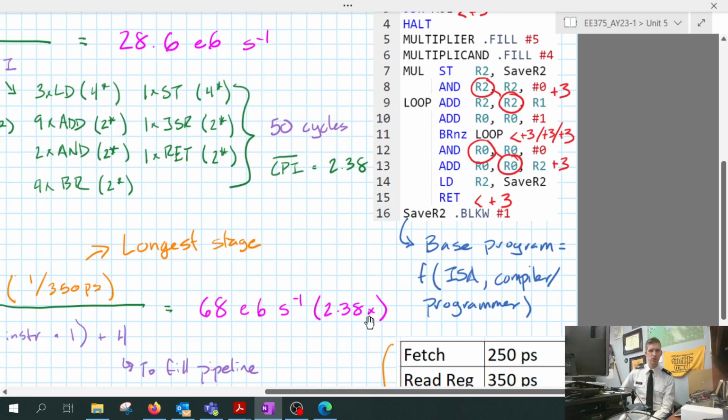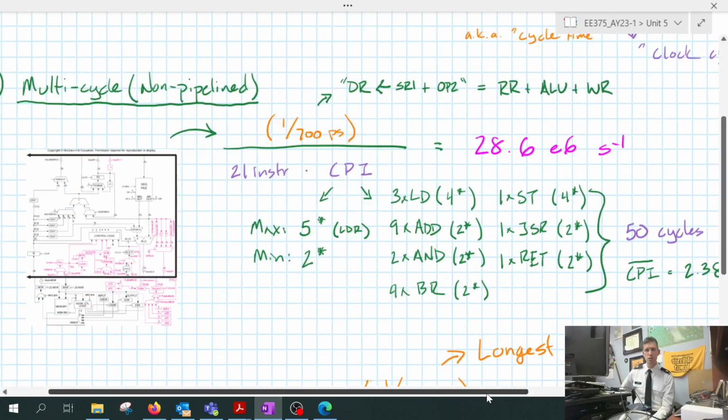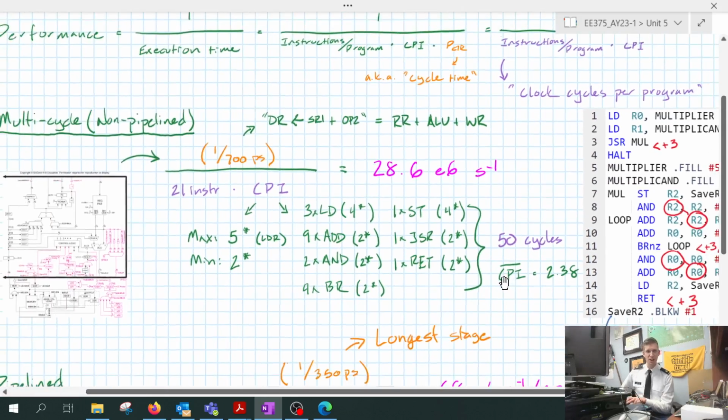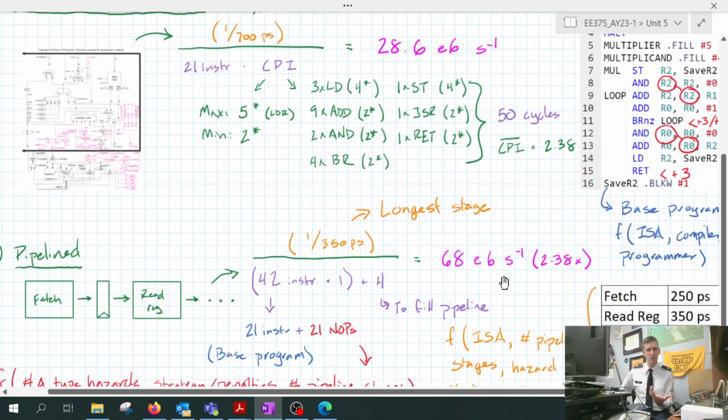The ratio of these two is 2.38 times. So what I've effectively shown is that my pipeline processor, at least in the case of this specific program, can run almost 2.5 times faster than my multi-cycle processor. Which is definitely a performance improvement, although it's not quite the performance improvement we would have expected from our pipeline processor.